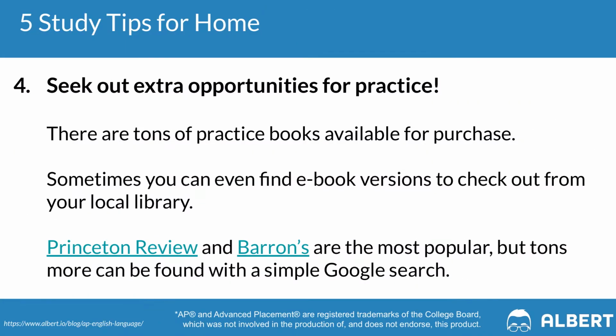Tip 4 is to seek other opportunities for practice. You can do this through an old school review book like a Barron's or a Princeton Review book, or you can use an online practice resource like Albert. Albert has tons of practice questions as well as detailed explanations so that you can pinpoint what areas you're struggling in most as you prepare for your AP English language exam. Do a simple Google search as well. There are a ton of other websites that can provide some additional practice resources for you as you get closer and closer to your test date.